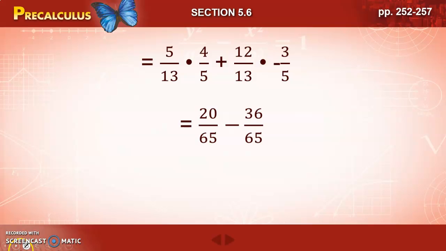Right, that gives us 20/65 minus 36/65. If I hadn't canceled this to begin with, I would have had a common denominator there. So now that we have a common denominator, we can simplify that, and that gives us -16/65. So that is the cosine. That's the difference between those two angles.